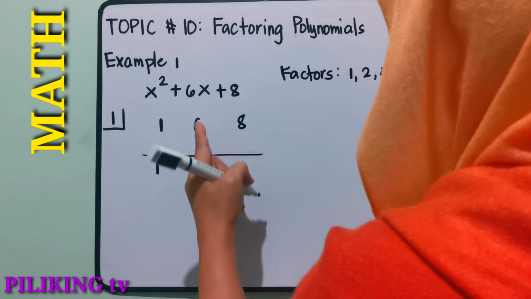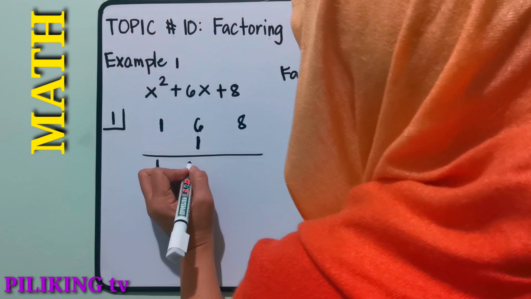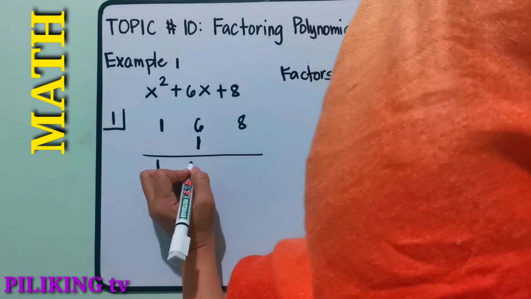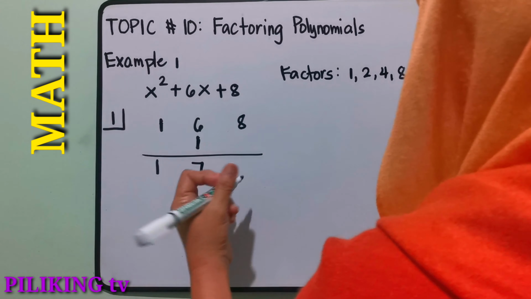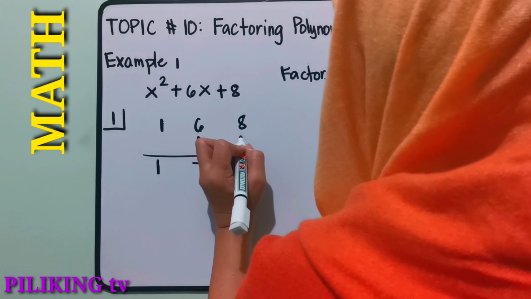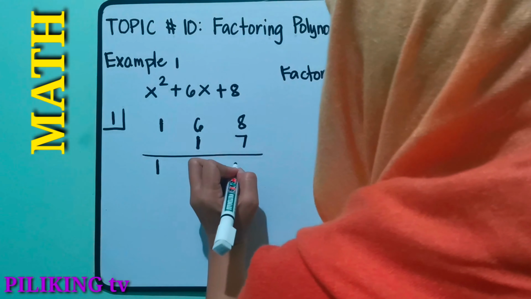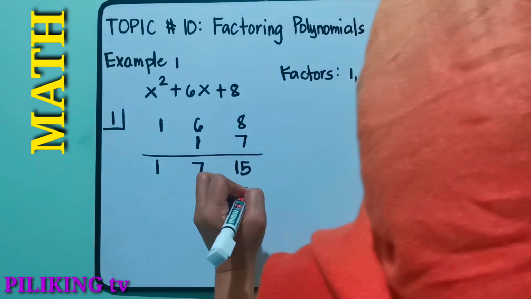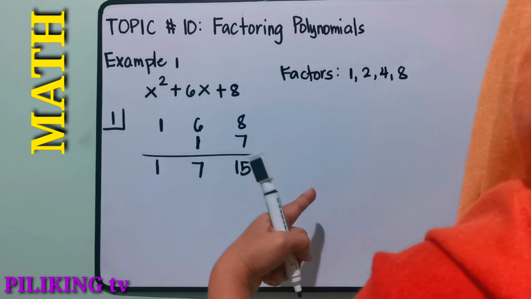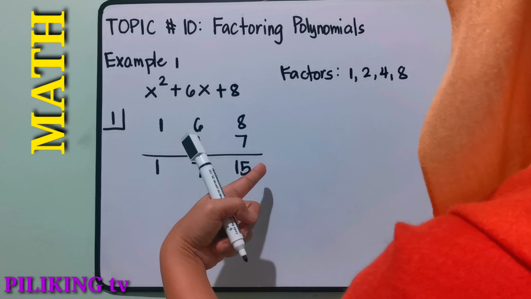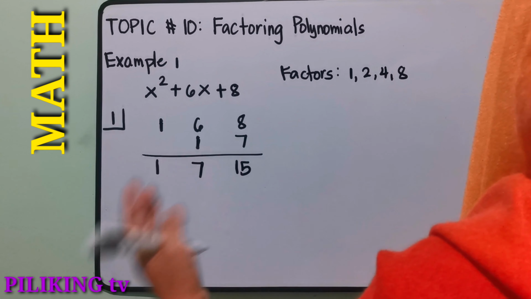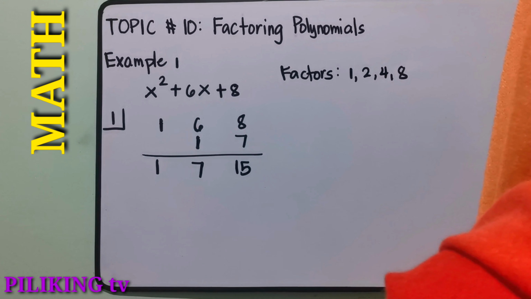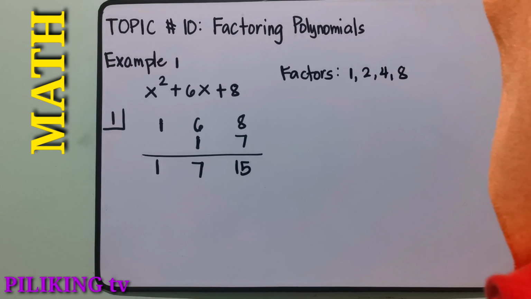1, then add 6 plus 1, that is 7. Okay, then multiply 7 times 1, that is 7. Then when you add, that is 15. So the remainder is 15. So meaning to say, 1 is not a factor of x squared plus 6x plus 8. So let us try another one. So this time, let us use negative 2.